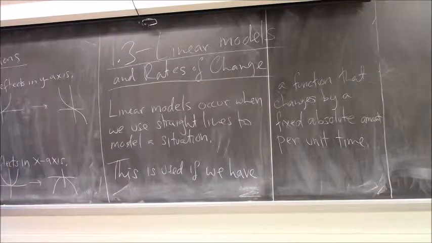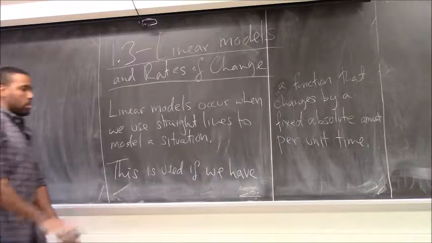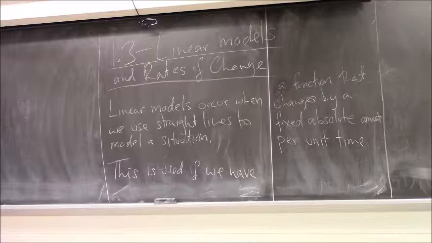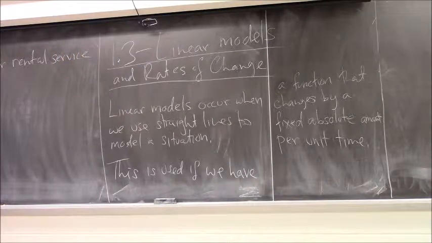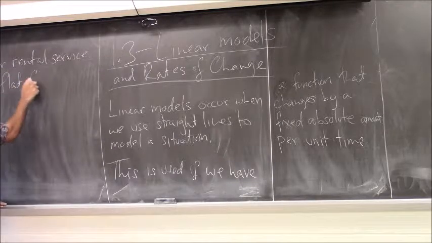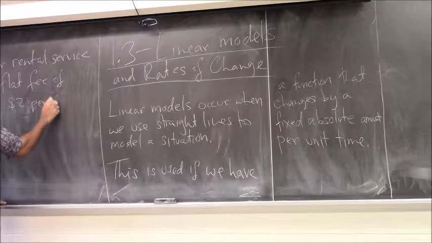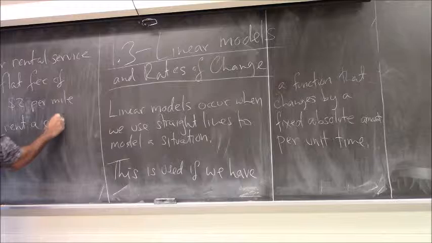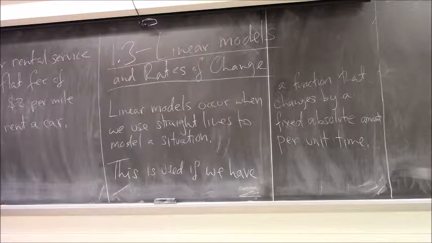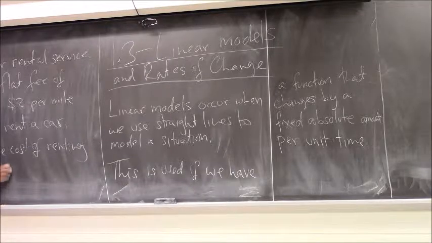Then it means a straight line. So one example would be something like a car rental service that charges you per mile driven. You would model that with a linear function because it's changing by the same amount. So for example, a car rental service charges a flat fee of, let's say, $30 plus $2 per mile driven to rent a car. Describe the cost of renting a car using a function.